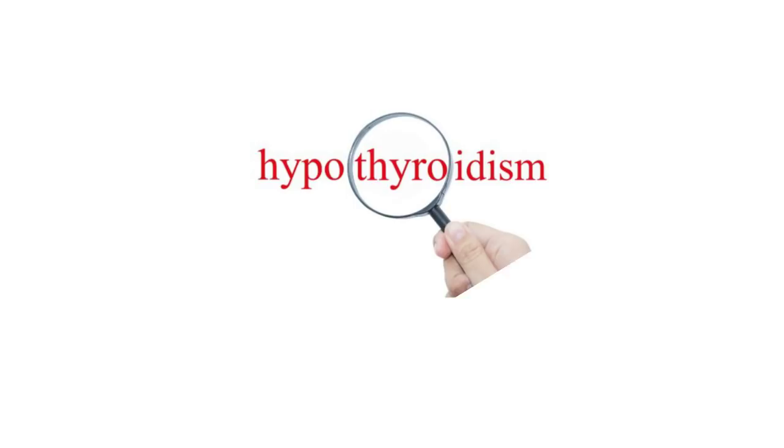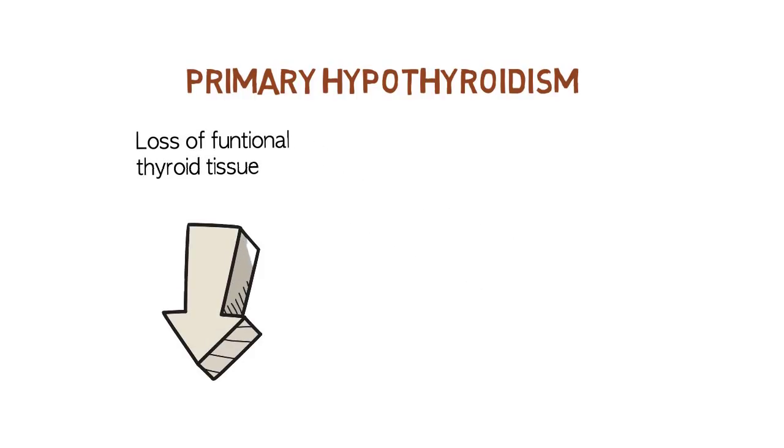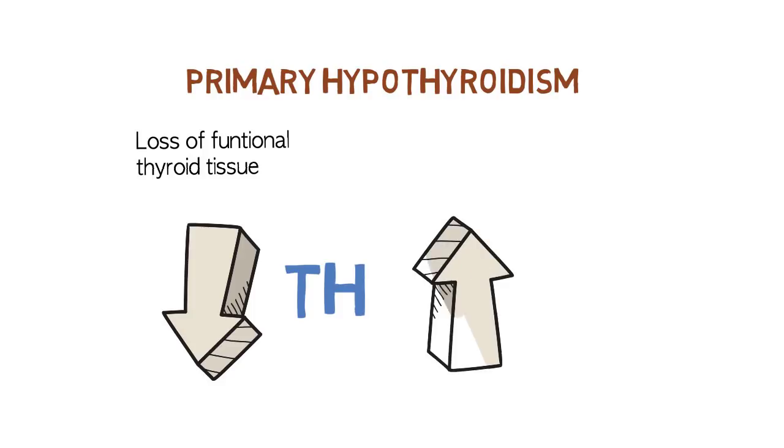The condition of hypothyroidism is related to primary and secondary causes as well. Primary hypothyroidism is most common. It occurs with the loss of functional thyroid tissue and leads to a decrease in production of TH. With this, there is a lack of negative feedback on pituitary TSH secretion and hypothalamic TRH secretion, leading to high levels of TSH and TRH and low levels of TH.